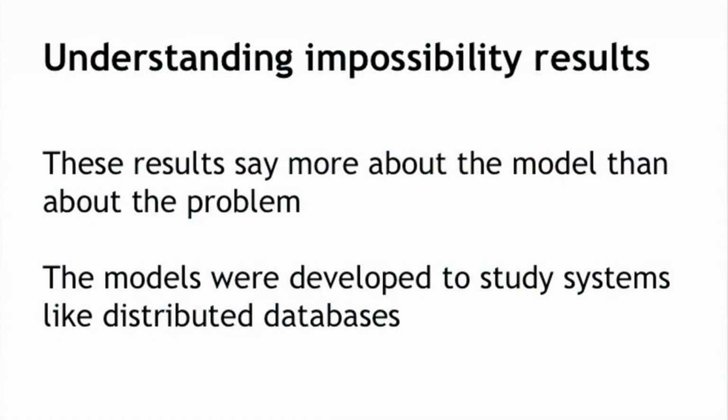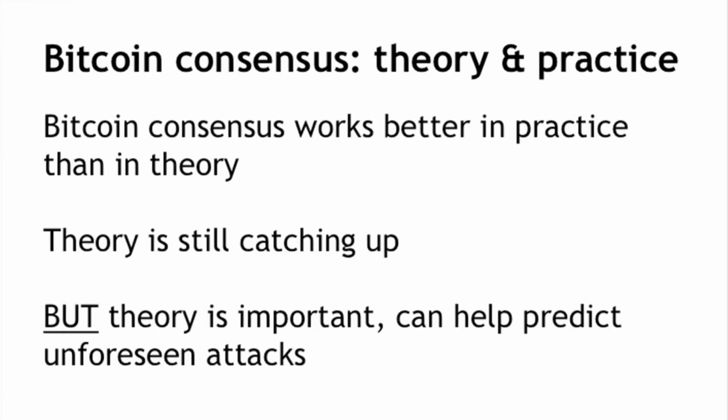But here's the interesting thing. These impossibility results were proved in a different model. They were intended to study distributed databases, and this model doesn't carry over that well to the setting that Bitcoin operates under. So what these results really tell us is more about the model than about the problem, in fact. And what Bitcoin does is that it violates a lot of the assumptions that go into these models, and because of that, consensus in Bitcoin ironically works better in practice than in theory.